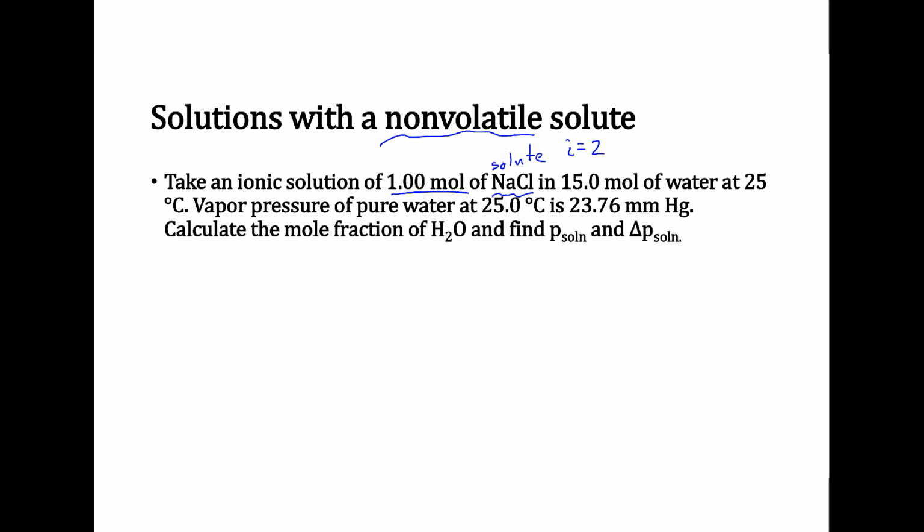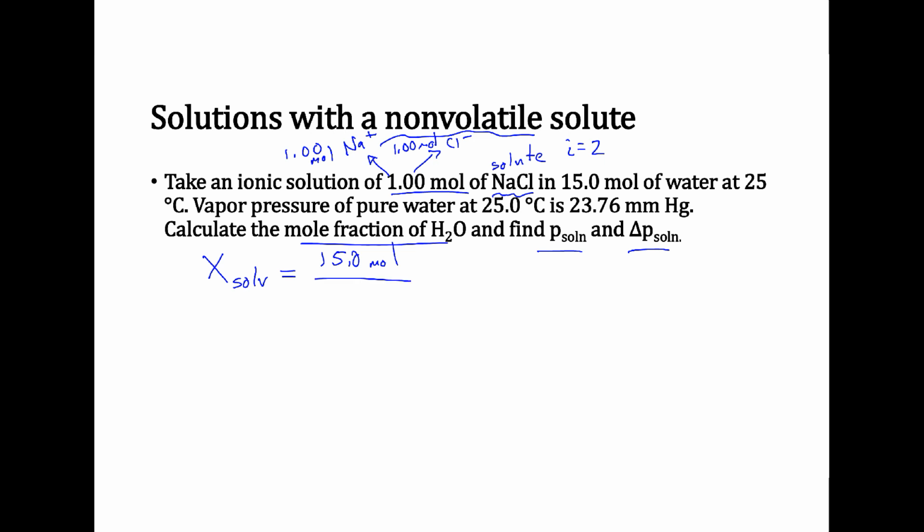Well, if it dissociates into sodium ions and chloride ions, we'll have 1 mole of sodium ions and 1 mole of chloride ions. So as we start to solve this problem, we're going to have to find the mole fraction of water, the pressure of the solution, and the change in pressure. So let's go ahead and find this mole fraction of water, which is our solvent. So we have 15 moles of water, just like the previous problem.